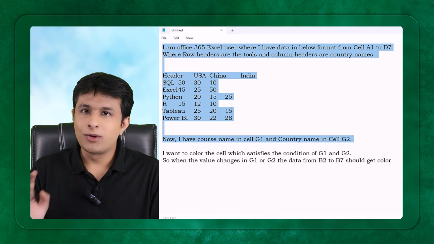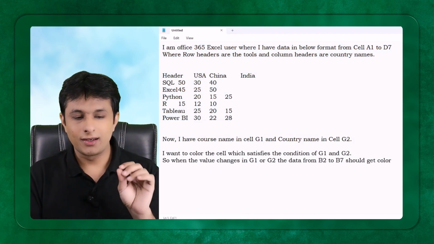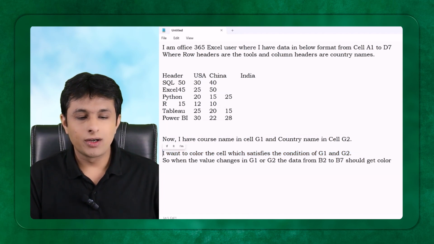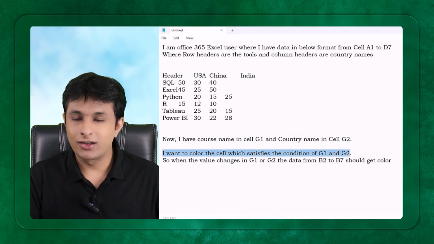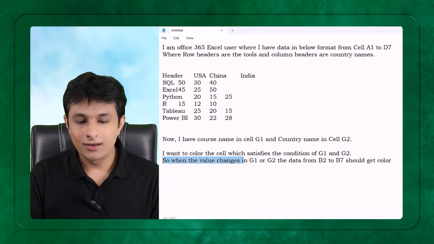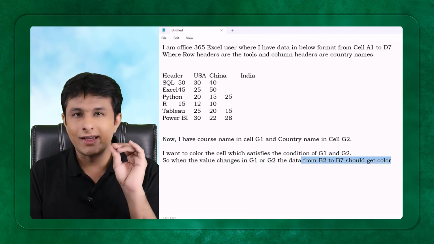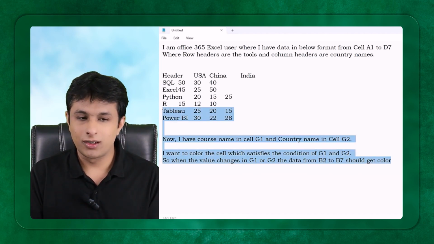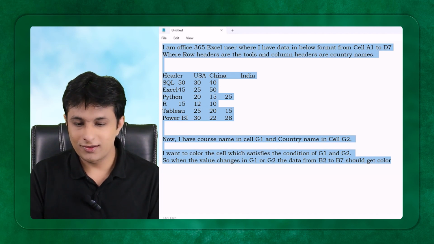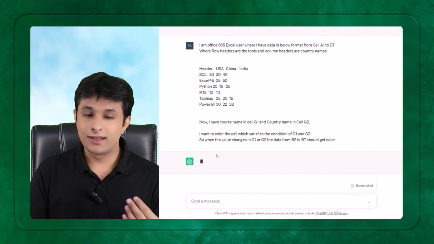So the upper information remains the same. I have not changed the upper information. Now what I've done is I have written here a question that I want to color the cells which satisfy the condition of G1 and G2. Okay, that is one part. So when the value changes in G1, G2, the data from B2 to B7 should get colored. Now I have exactly specified which area I want to color, what has to be done. So I can just copy this. And now in ChatGPT, I can paste the data. And let's see what answer it gives me right now.